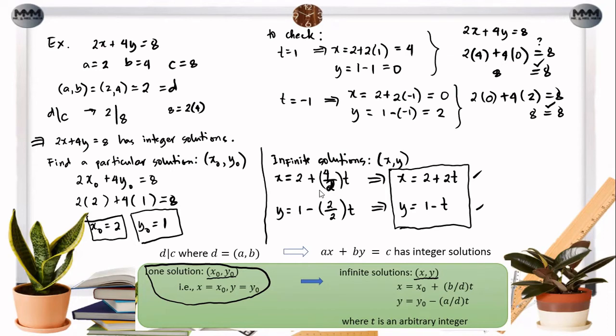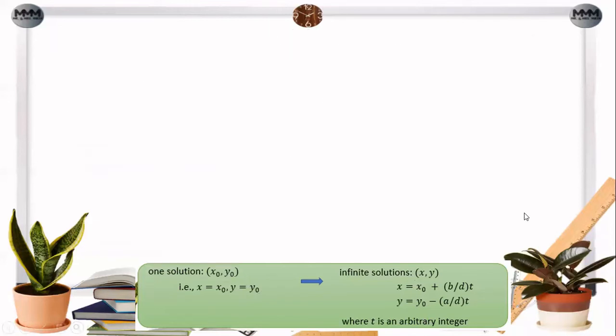Now, what will happen to our infinite solutions? We have written that in this form. Hence, if we have chosen a different particular solution, this will change. So let's choose another particular solution using again our linear Diophantine equation, 2x plus 4y equals 8. So this is our linear Diophantine equation.